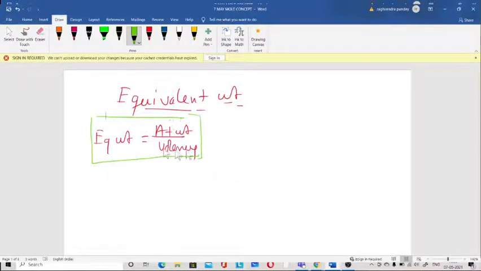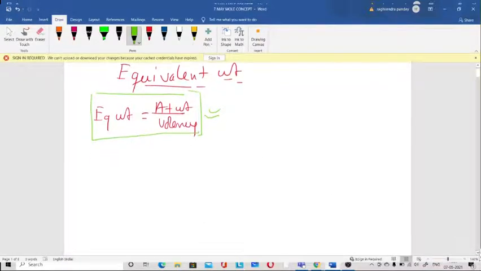Here we are going to discuss various numericals based on equivalent weight and some concepts of titration, which are based on the equivalent weight. So let's start with this. This is the concept we did yesterday: equivalent weight is your atomic weight divided by the valency.